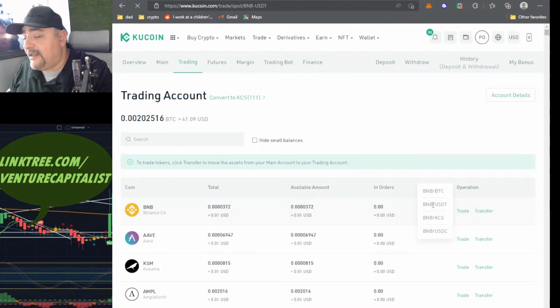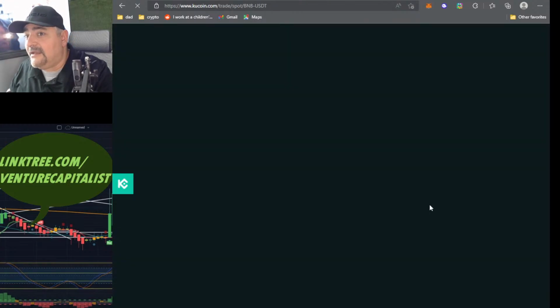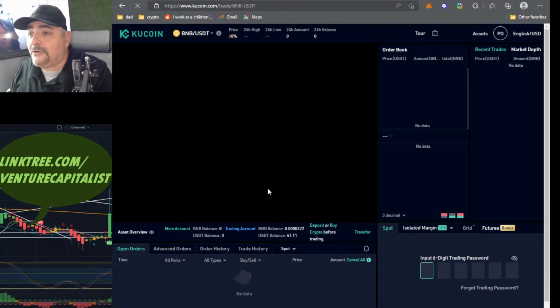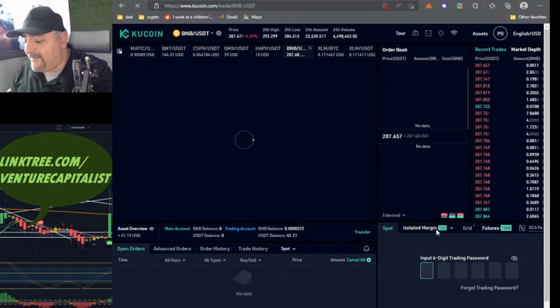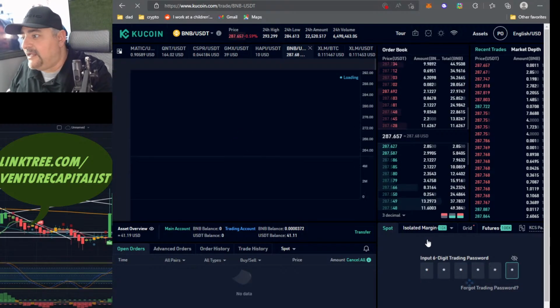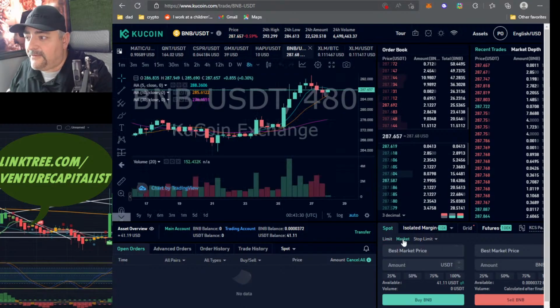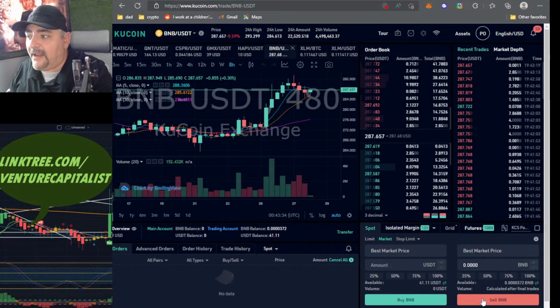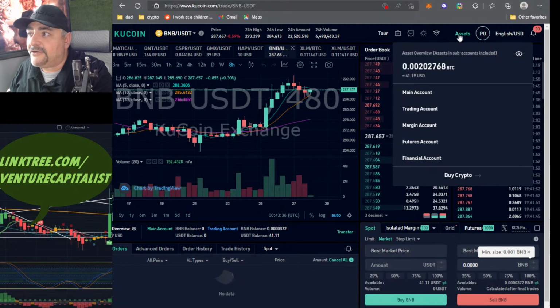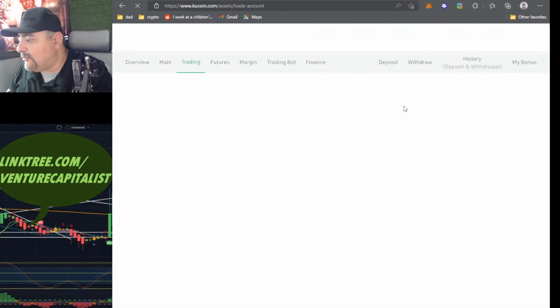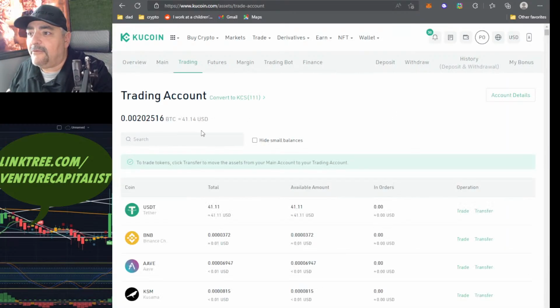You click that, and what you're going to do is basically sell your XLM or whatever you have, and you sell it just like you would do any regular trade. And you would just hit market right here. You'd sell it for market price 100%, and you would sell. Now that would then turn it into USDT, which will now be right here.